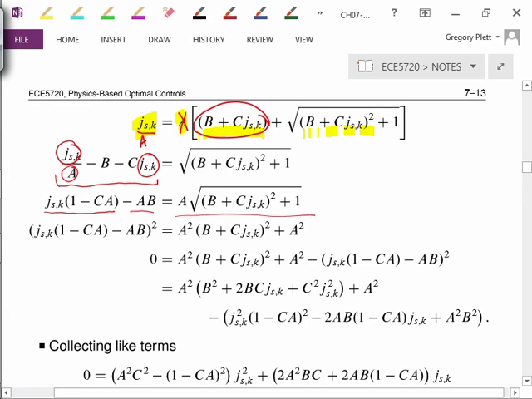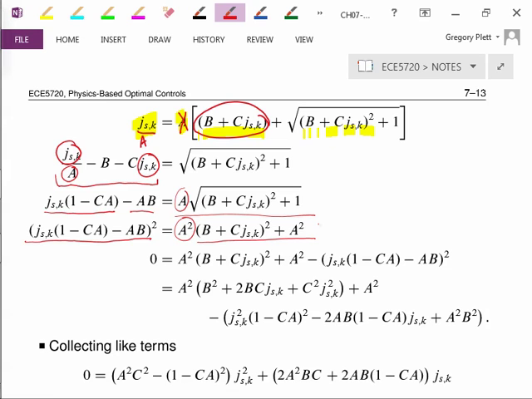The reason for isolating the radical on the right-hand side was that now I can square both sides of the equation and get rid of the radical. Squaring the left-hand side, I just wrote it as itself squared. Squaring the right-hand side, well, A squared, and then everything that had previously been underneath the radical. So (B plus C j) squared, and then the 1 times A squared stays as A squared. Now it's just a matter of some algebra.